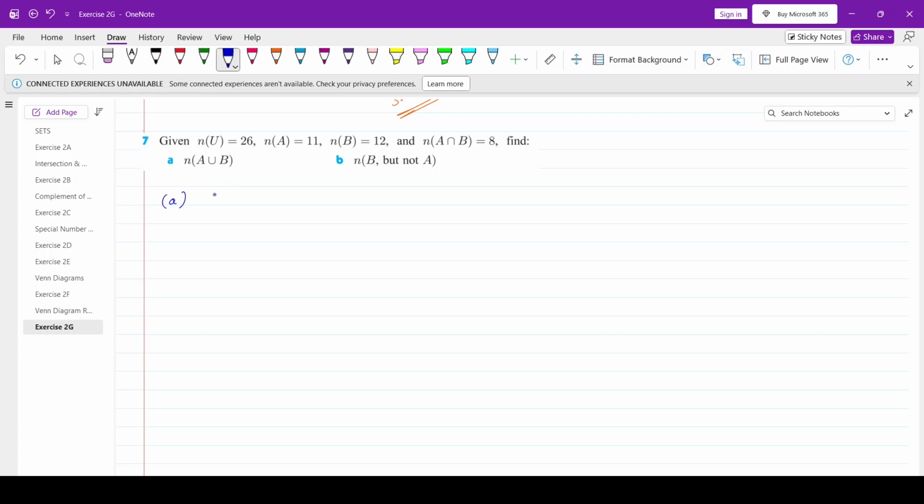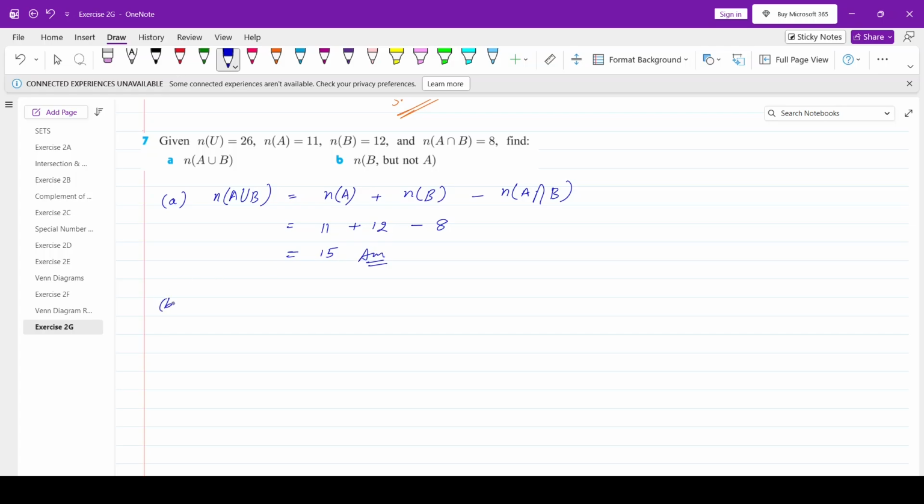We know the number of elements in A union B is the number of elements in A plus the number of elements in B minus the number of elements in A intersection B. So by just putting the values, this is 11, this is 12, and this is 8, we get 15. That is our answer.